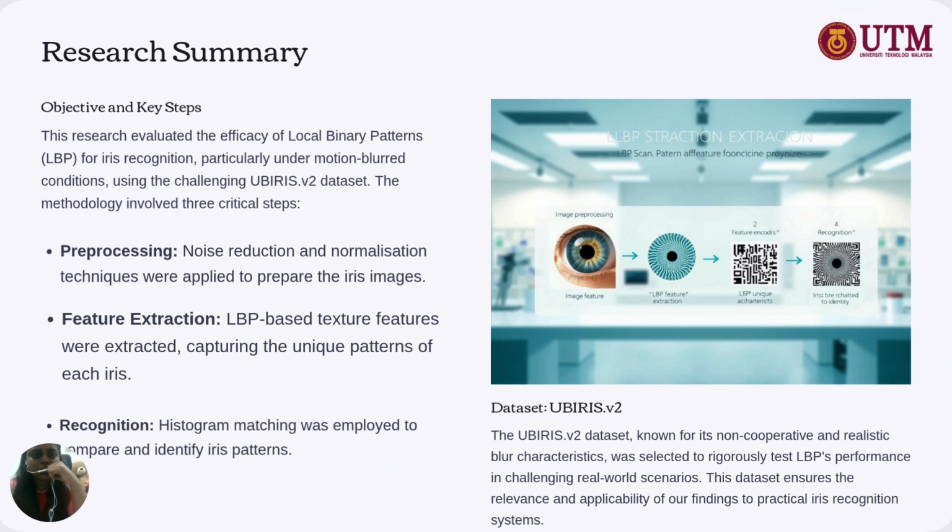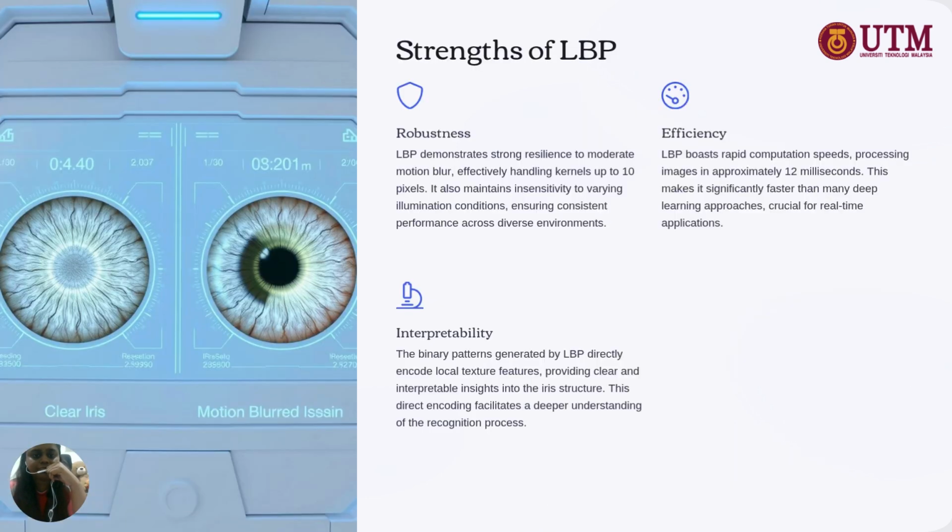The methodology involves three critical steps: pre-processing, feature extraction, and recognition. For recognition, histogram matching was employed to compare identity and iris patterns. The strengths of LBP are robustness, interpretability, and efficiency.